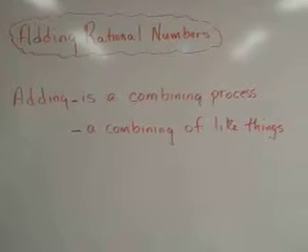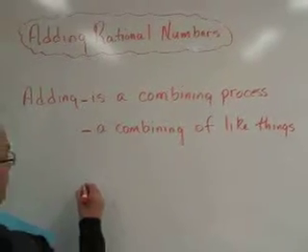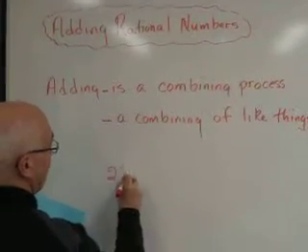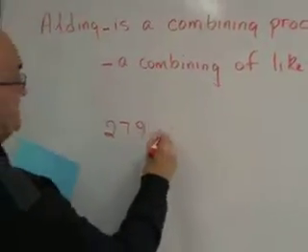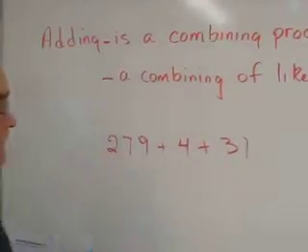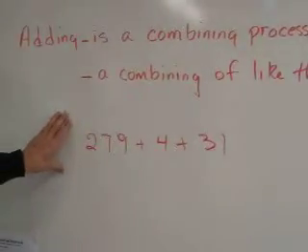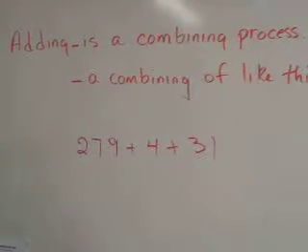possible types of rational numbers. If you recall back in primary grades, you were probably given something to this effect: 279 plus 4 plus 31. Now, way back then, what your teachers had you do is to work a question of this sort.